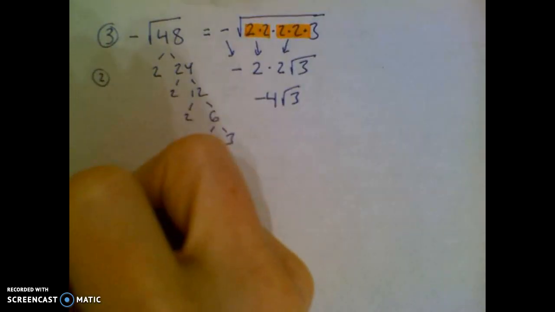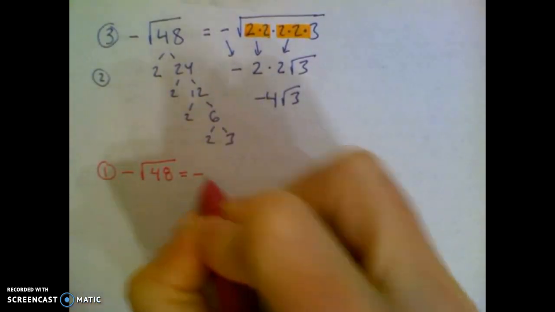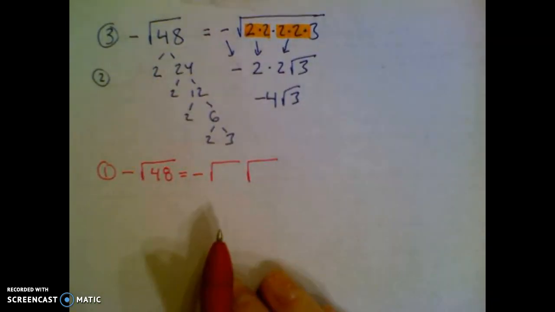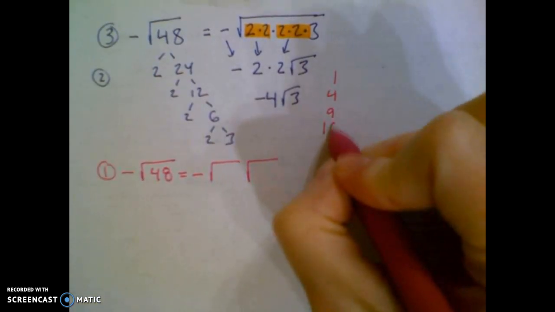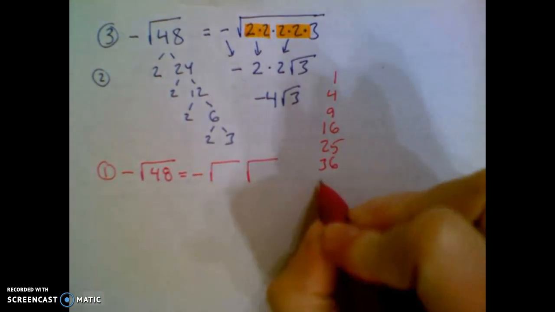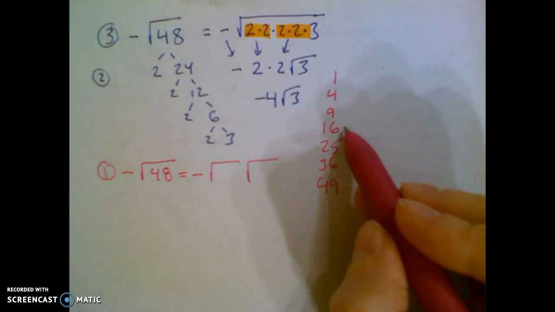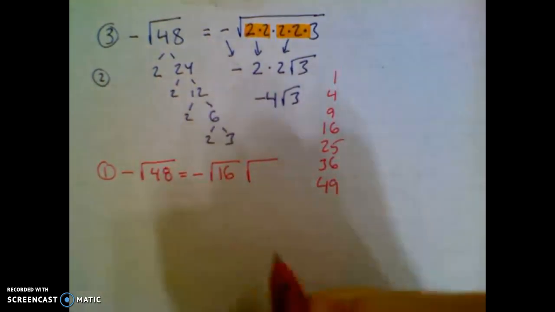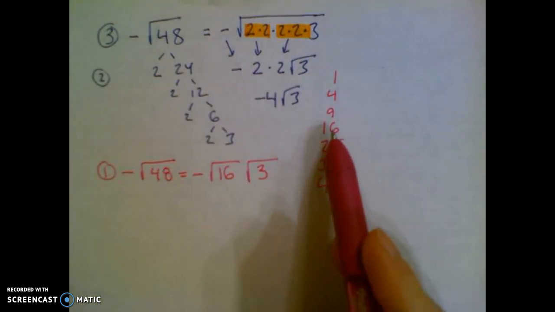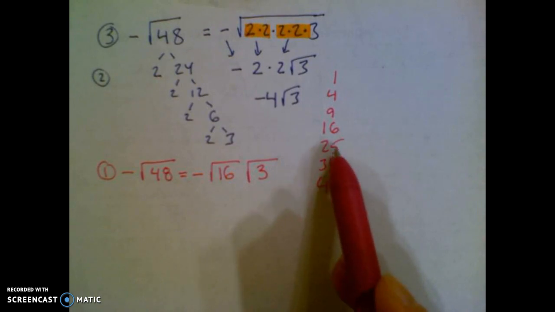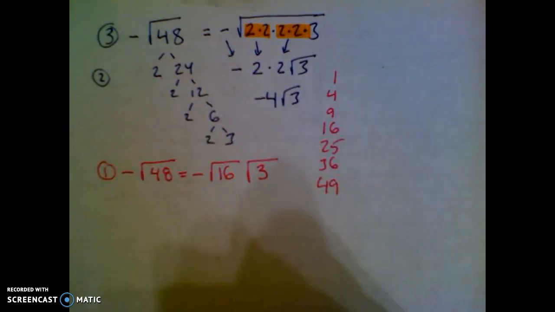If you wanted to do method 1, which I'll do down here, I would have negative root 48. And I would break it into 2 factors, one of which is a perfect square. So you would go through your list, 1, 4, 9, 16, 25, 36, 49, etc., and see which number goes in there evenly. Well, I know that 16 goes in there, and 16 times what is 48? Well, 16 times 3. 16 was the biggest, so 49 didn't go in, 36 didn't go in, 25 didn't go in. 4 does go in, but 4 is not the largest, so I chose 16 because it was the biggest.